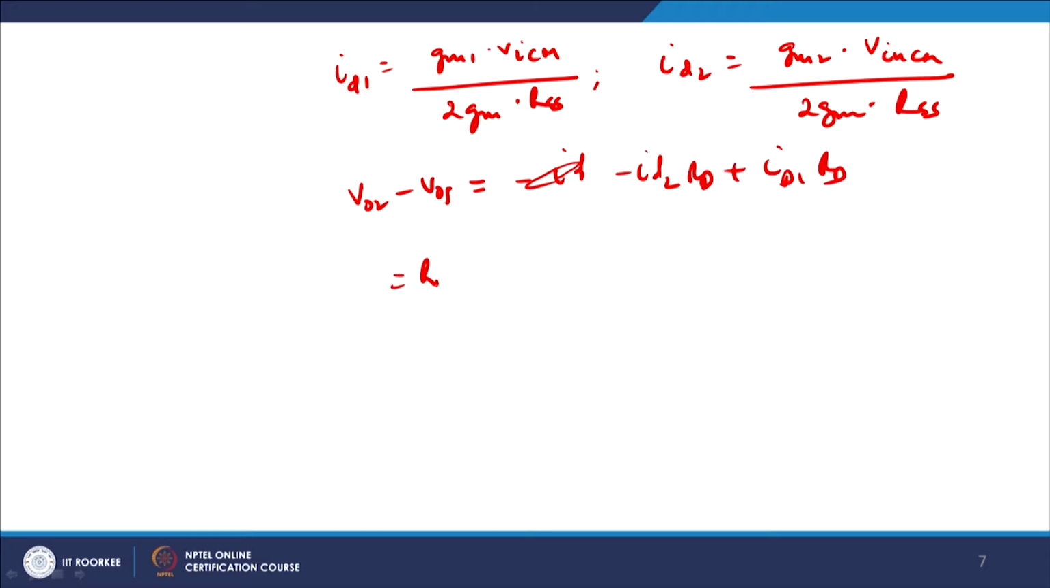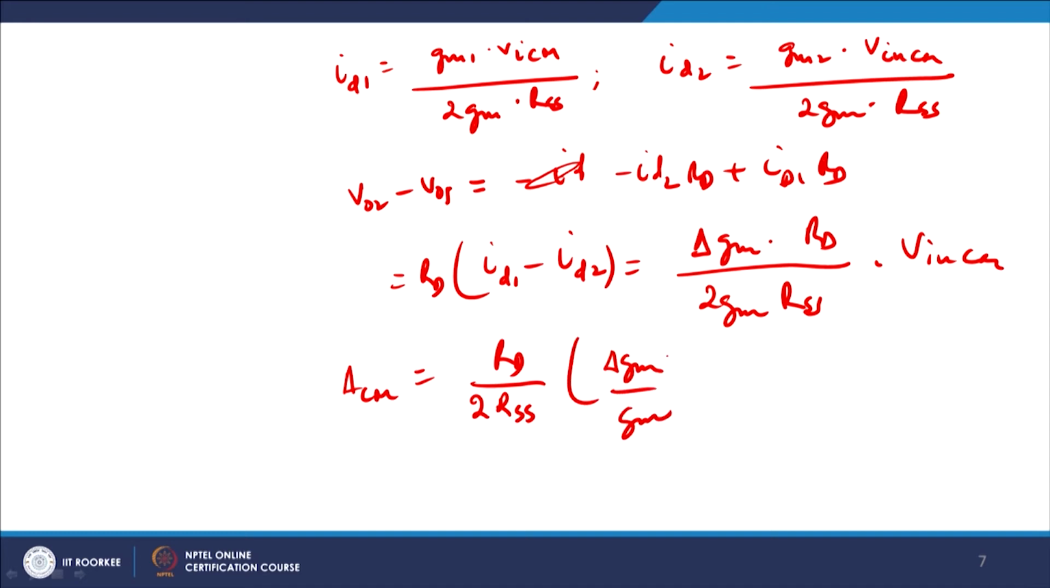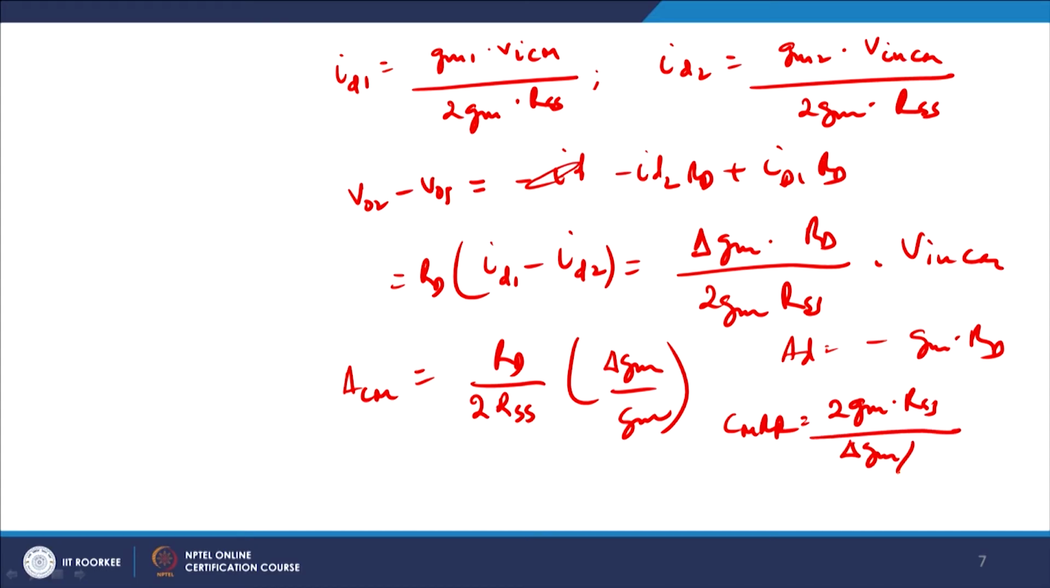So if you solve it, I get RD times (ID1 minus ID2), which is nothing but delta GM times RD upon 2 GM RSS multiplied by VICM. So if you take VICM in the denominator, I get VOCM equal to RD by 2 RSS into delta GM by GM. And since we already know that AD equals minus GM times RD, I can write down CMRR to be equal to AD by AC, which is nothing but 2 GM times RSS divided by delta GM by GM.